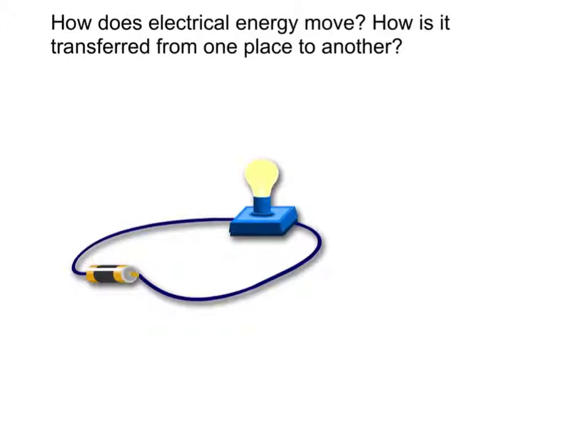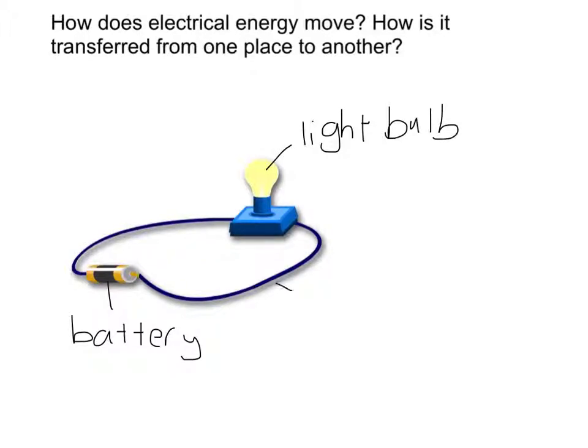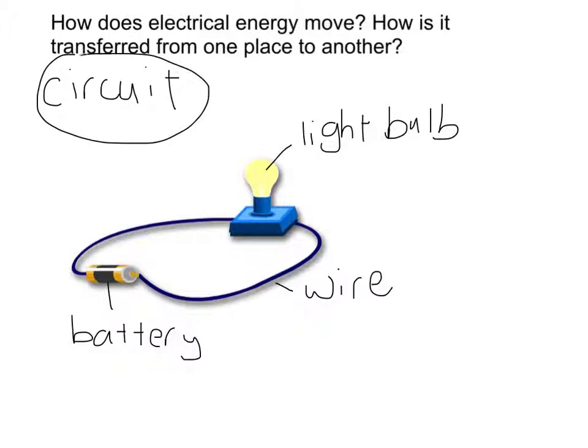So let's just label it first so that we're all clear what everything is. This is a battery. This is a light bulb. And this is a wire. Okay, so basically this is called a circuit. A circuit is where electricity can move from one place to another. That's how electricity moves. It has to move through a circuit.